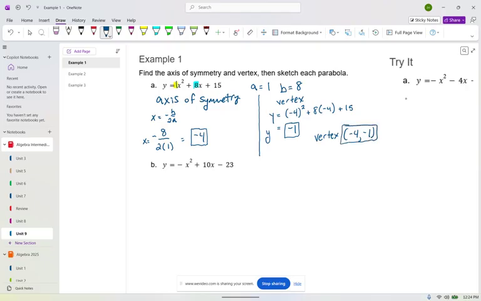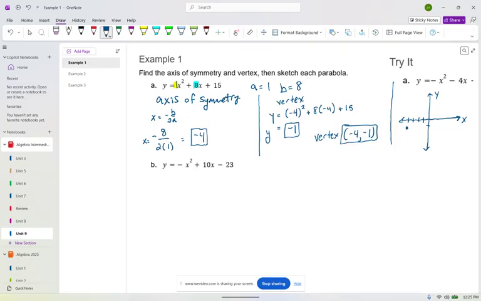Okay, and we'll come over here, and now we're going to sketch it. We'll start off by using our axes. And remember, the horizontal is our x axis, and the vertical is our y axis. We need to go over to negative 4. So on the x, 1, 2, 3, 4, negative 4 to the left, and then down 1. So down 1. We'll put a dot right there.